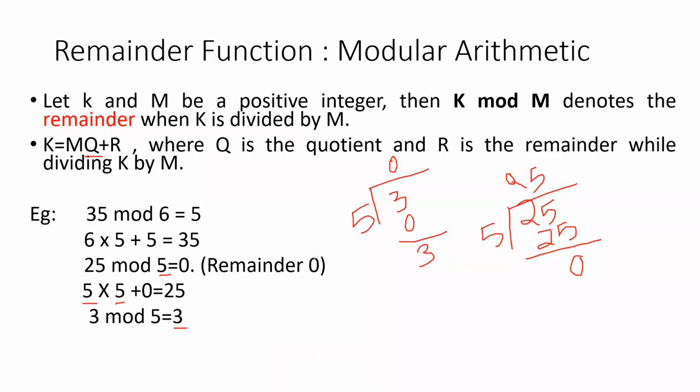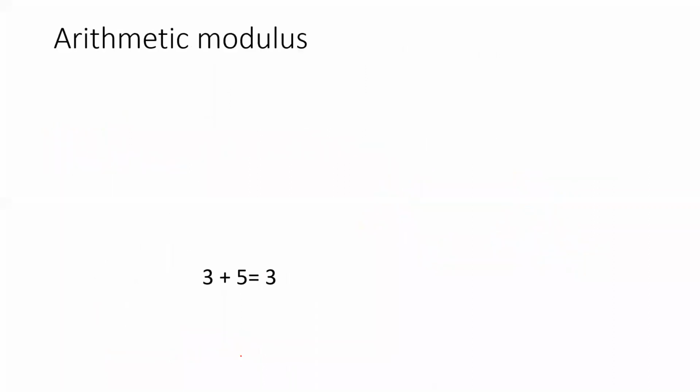How to check whether it is correct? What is mq plus r here? M is 5, ma'am, 0 is the quotient and 3 is the remainder. Okay. So 5 into 0 is 0 plus 3. Is it correct? Yes, ma'am. So you got 3. Understood? Now the next thing is arithmetic modulus.